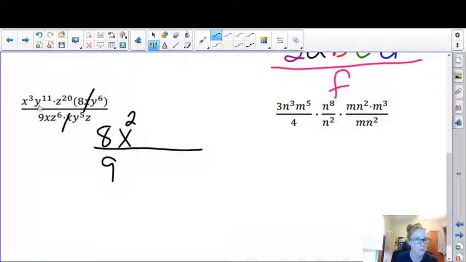Next, I look at my Y's. I'm going to go ahead and take 11 plus 6, which is 17. And then 17 minus 5 is 12. And then I have 20 on top and 7 on the bottom, so I have 13 total.